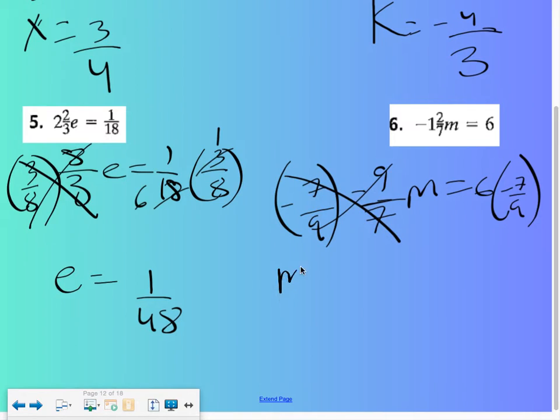We get m equals, well, 3 is common here, 2 times here, 3 times, so it's negative 14 over 3. Please make sure you're careful not to lose that negative.